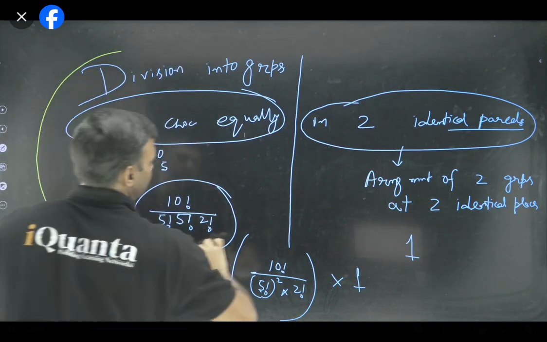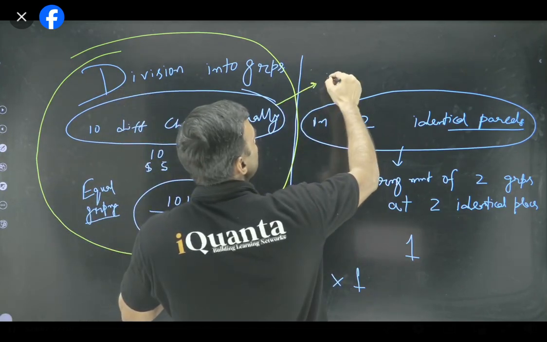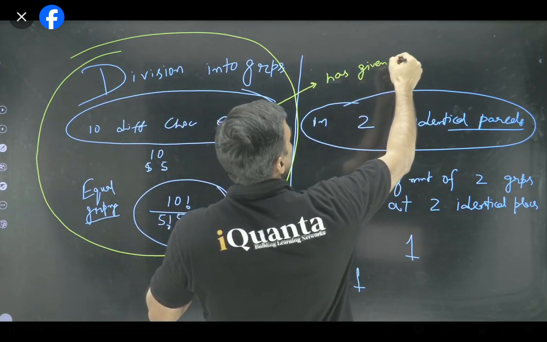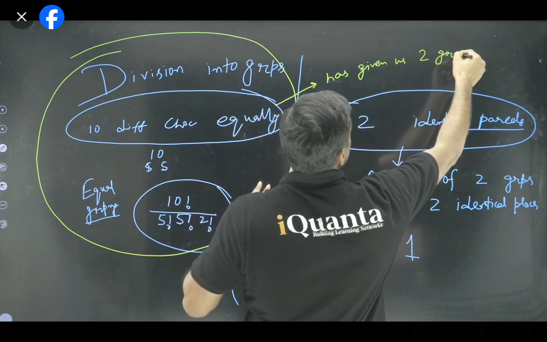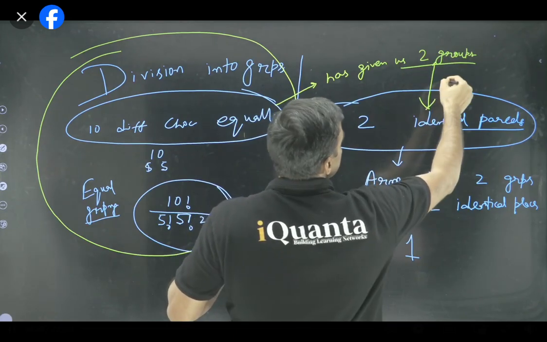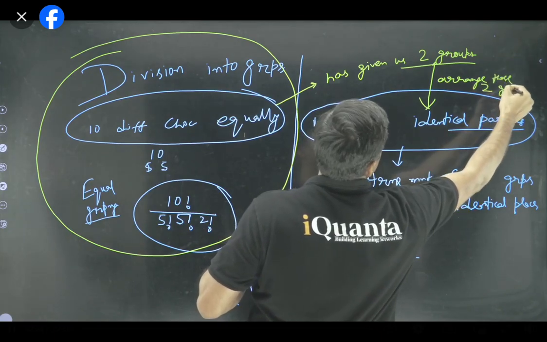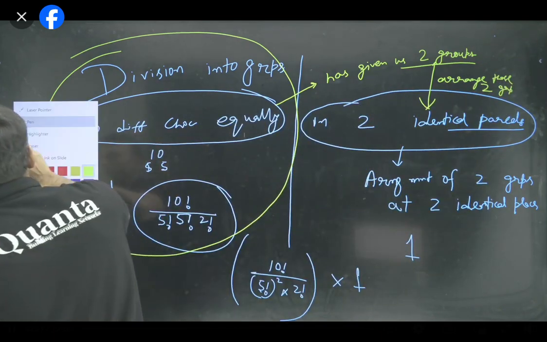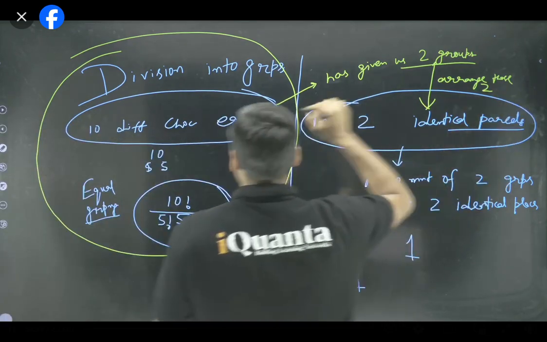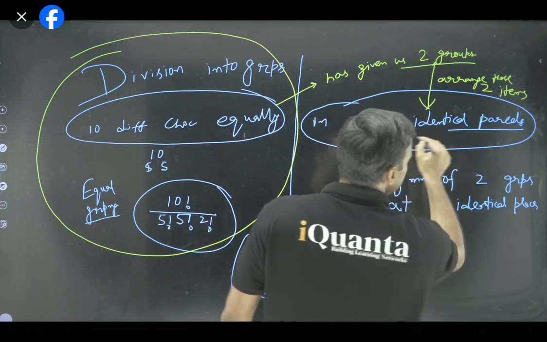This entire action has given us 2 groups. Now the importance of 10 is finished. We have these 2 groups and arrange them. Arrange these 2 groups, these 2 items actually. Not that item, but yeah, the items, okay? These 2 items at these 2 places.